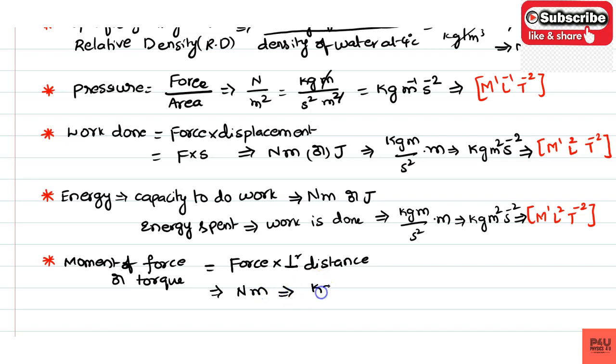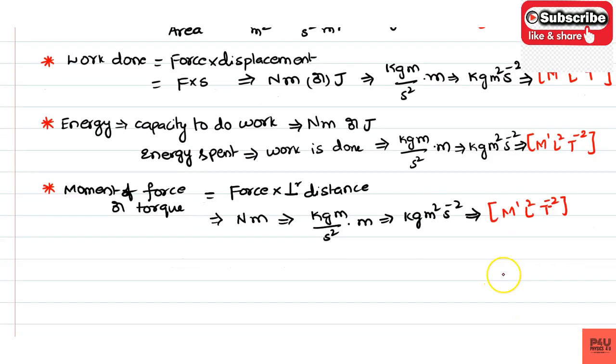So for this one also, kg meter per second square into meter, we'll get kg meter square second power minus 2. Therefore the dimensional formula is also the same for moment of force: M power 1 L square T power minus 2. So for moment of force or torque, the dimensional formula is similar to work done and energy.